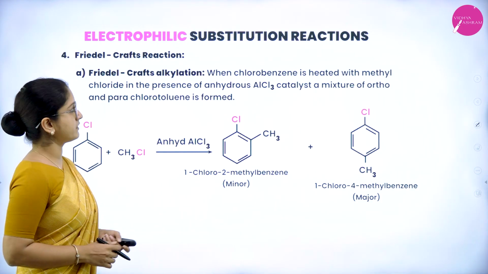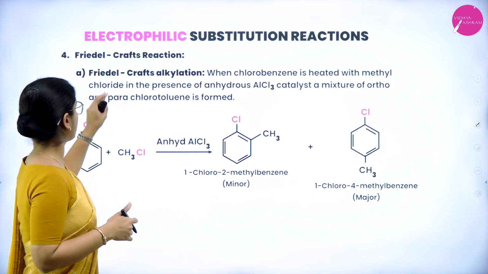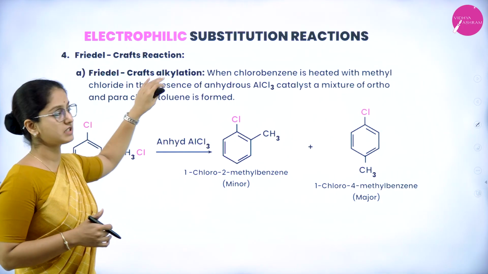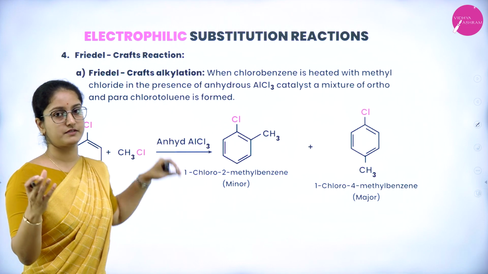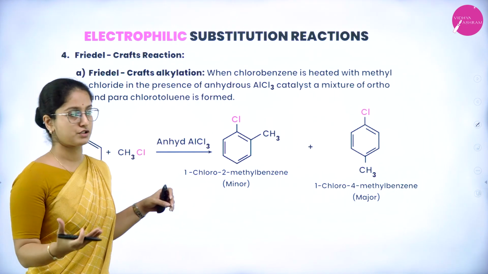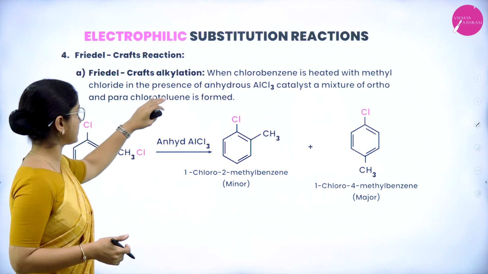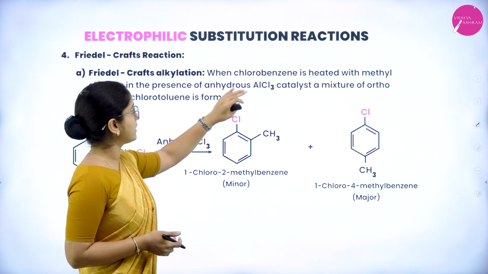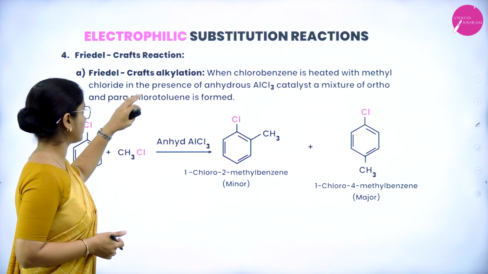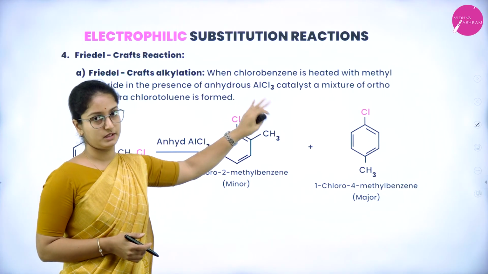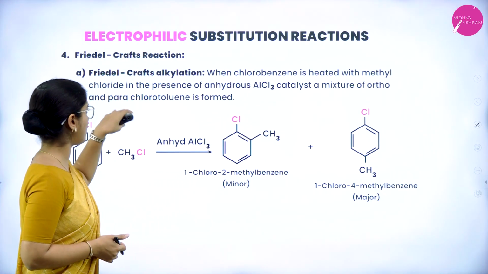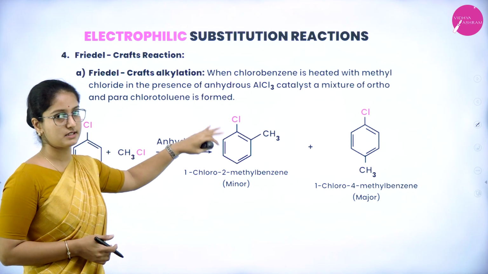Next is electrophilic substitution reaction, wherein we can understand about the Friedel-Crafts reaction. So Friedel-Crafts alkylation and acylation are also there. So let us study first about alkylation. So when chlorobenzene is heated with methyl chloride in the presence of anhydrous aluminium chloride catalyst, a mixture of ortho and para chlorotoluene is formed.